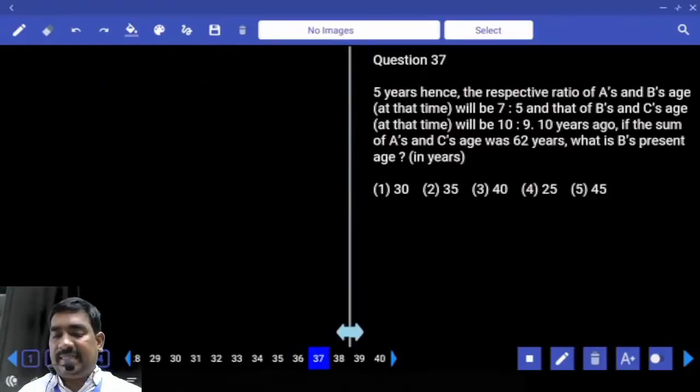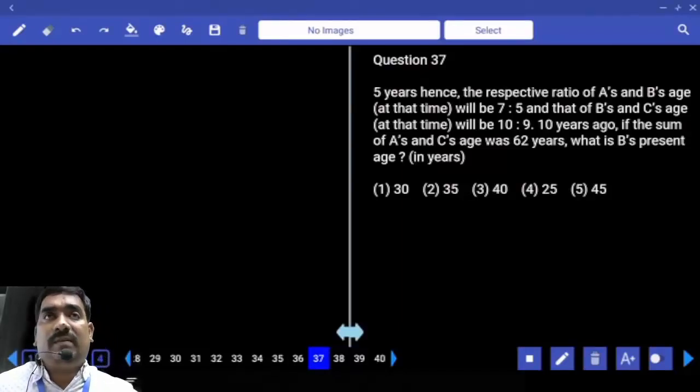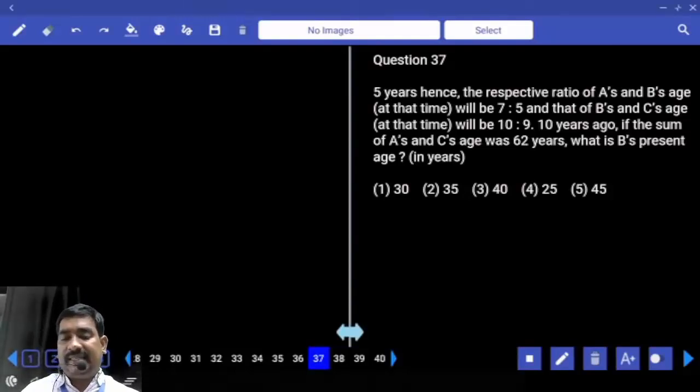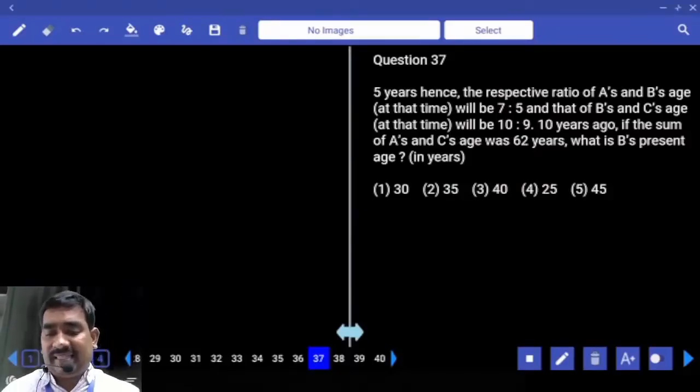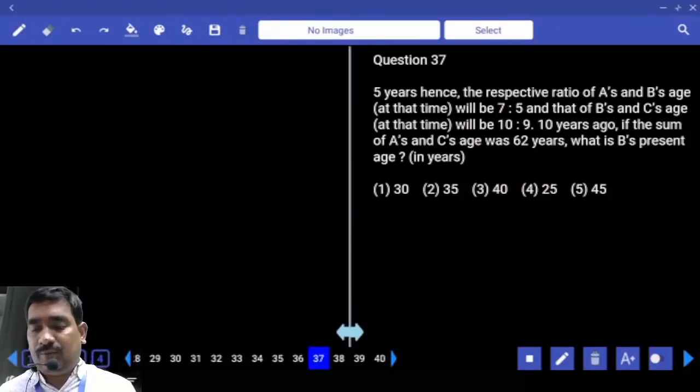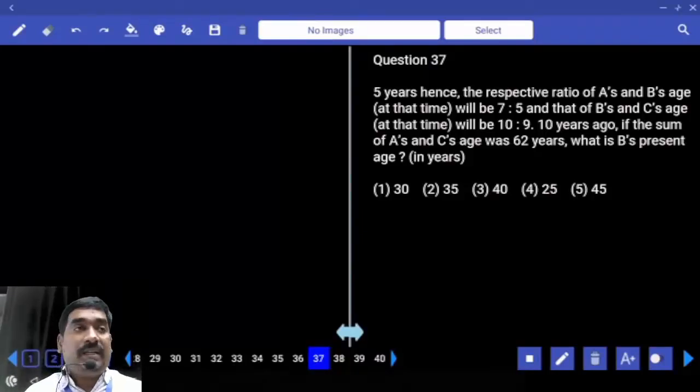5 years hence, the respective ratio of A and B's ages at that time will be 7:5, and that of B and C's ages at that time will be 10:9. 10 years ago, if the sum of A's and C's ages was 62 years, what is B's present age?